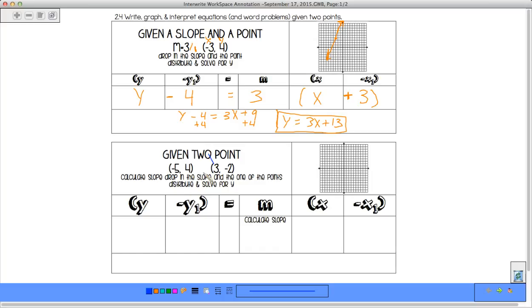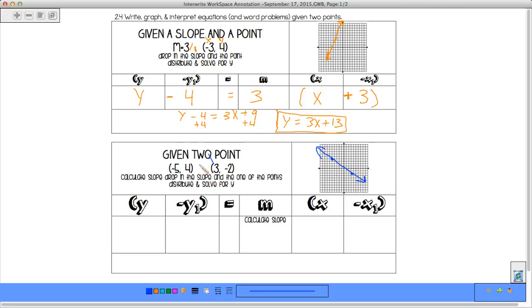Next one, we're given 2 points. Once again, I can graph it. If I have 2 points, I can go to -5, 4, and put a point. I can go to 3, -2, and put a point. So there's my line, but we still need to be able to write the equation.